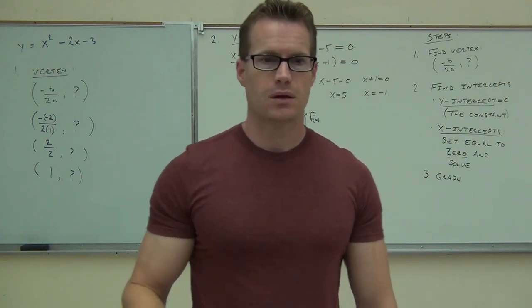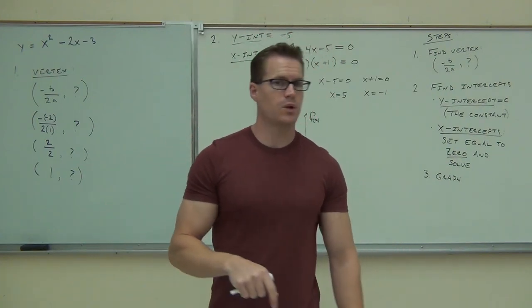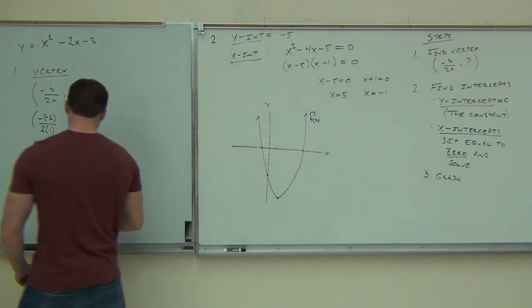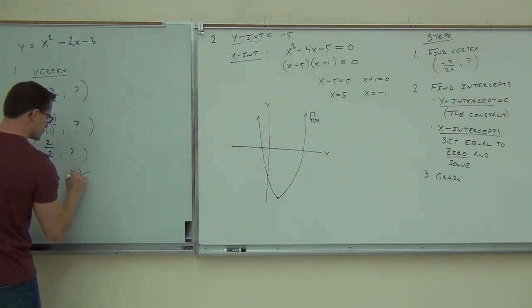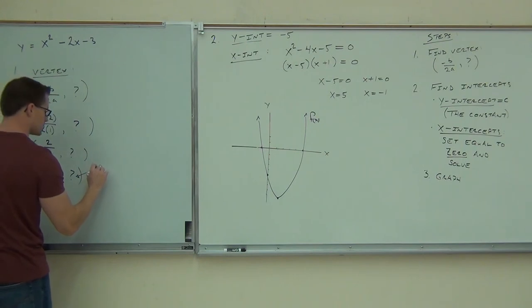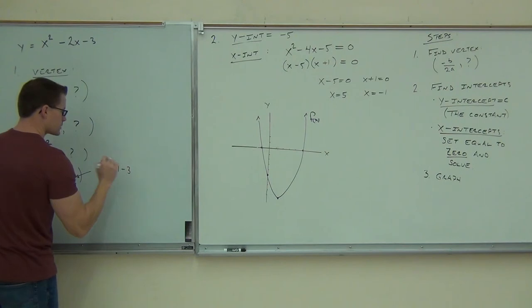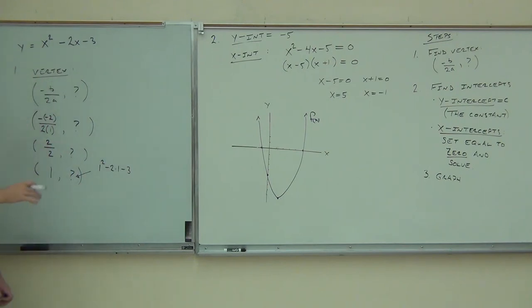What do you do with that 1? Plug it back into the original. Okay, do that right now. See if you can do it. Plug in that 1 and see what my y coordinate is going to give me. So you should have 1 squared minus 2 times 1 minus 3. And that's going to give you your vertex.